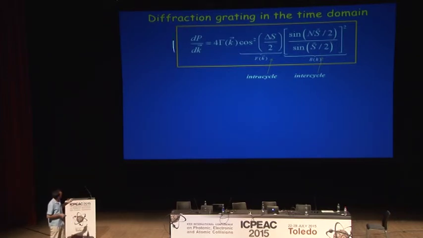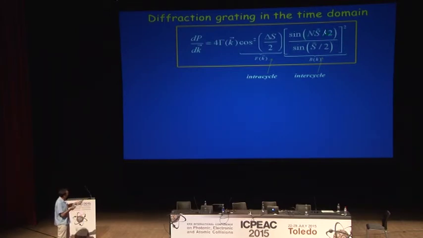And the probability can be split into two different factors. Here is the intracycle factor. This means the factor stemming from the coherent superposition of the two electron trajectories within the same optical cycle. And here, this other factor comes from the interference of the N different slits, or the N different optical cycles.